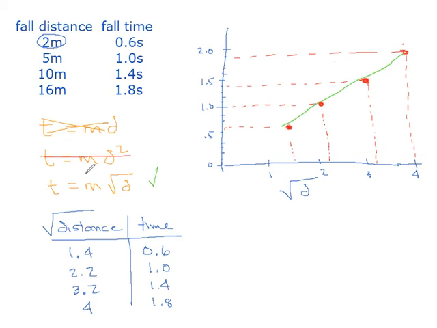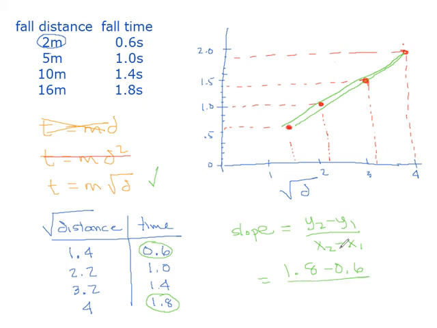The formula is t equals an m times the square root of the distance. And now that we have a straight line, we can pull a slope off of it. The slope of this line is y2 minus y1 over x2 minus x1. y2 and y1 would be our times, 1.8 minus 0.6, and our x's would be 4 and 1.4. That gives us 1.2 over 2.6. 0.462 would be our slope.